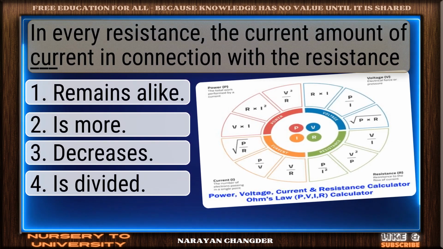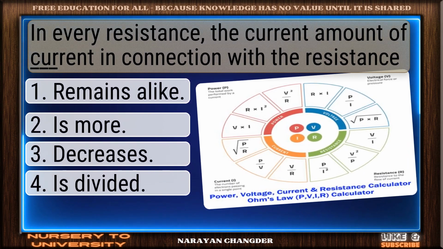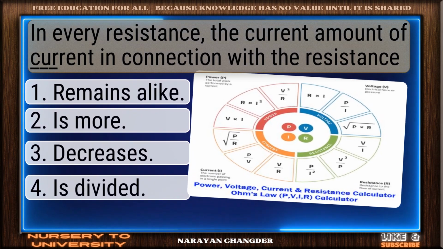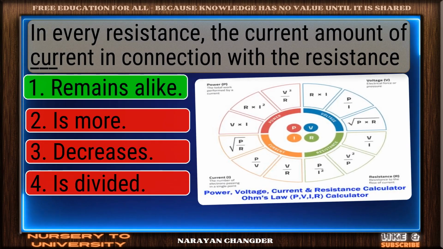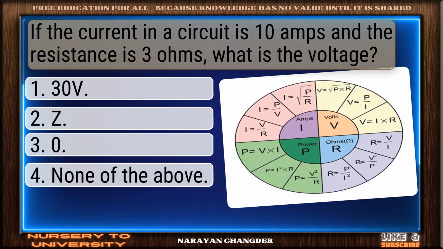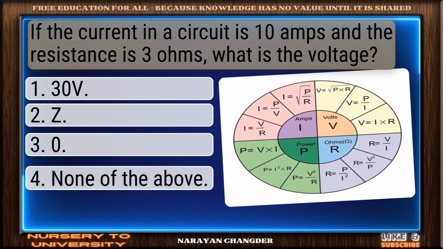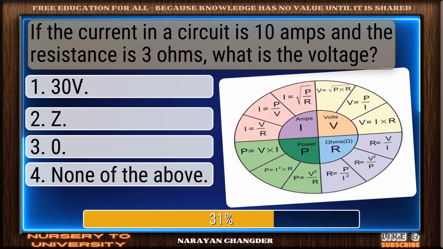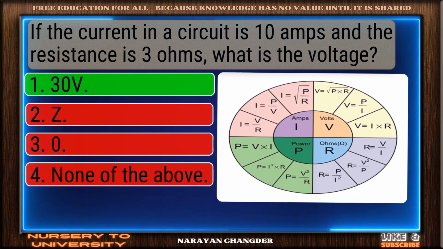In every resistance, the amount of current in connection with the resistance dash. Well done. Remains alike is right. If the current in a circuit is 10 amps and the resistance is 3 ohms, what is the voltage? Solid response. 30V is valid.